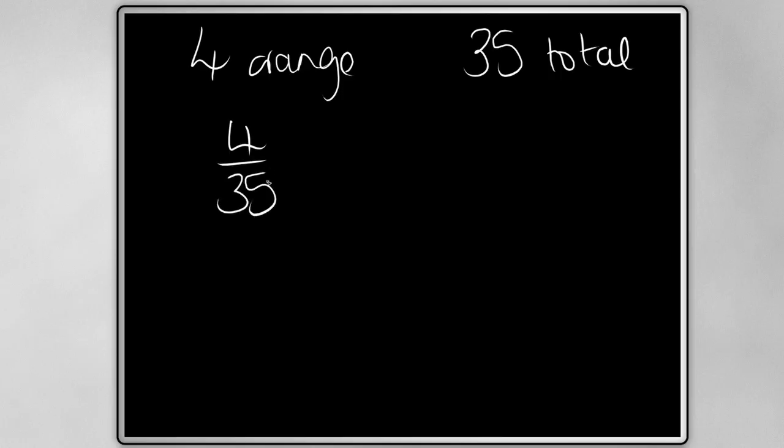In order to then make it a percentage, I just need to work that out in the calculator. 4 divided by 35 and then multiply by 100. If I put that in the calculator, I get 11.4%. And that is written as a percentage of something else. So orange sweets in relation to the total number of sweets is 11.4%.